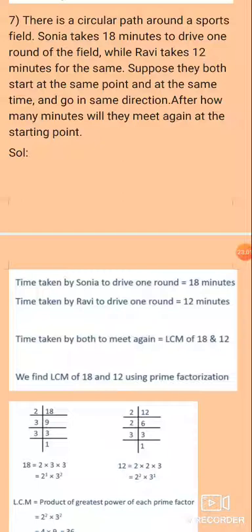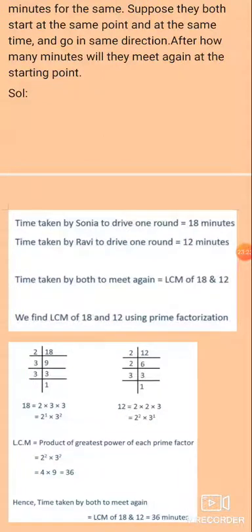Now for the LCM, we take all the prime factors and take the greater power. Here the second one has the greater power of 2, 2 raised to 2. So consider 2 raised to 2. Second, the number 3. The first one, 18, has the greater power, 3 square. So consider the prime factors and take the greatest power: 2 square into 3 square. That is 4 into 9 is equal to what? 36. Hence the time taken by both to meet again is the LCM of 18 and 12, which is equal to what? 36 minutes. Clear, students? Okay, thank you.